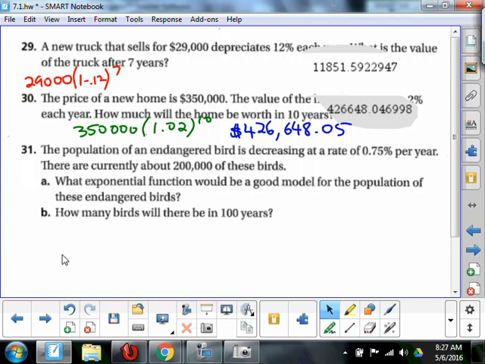31. They got a part A asks for the model, part B asks for something about 100 years later. So 31A, the model, y equals 200,000. Decreasing at a rate of, if you honestly, if you just wrote 1 minus 0.75% to the t, if you left it like that, I would probably give you full credit for the model, honestly. Even if you didn't convert the percent to a decimal. Because I'll be honest with you, most of you are going to, if you try doing that in your head, you're going to mess it up. Not all of you. Anybody know what that B value would be there?